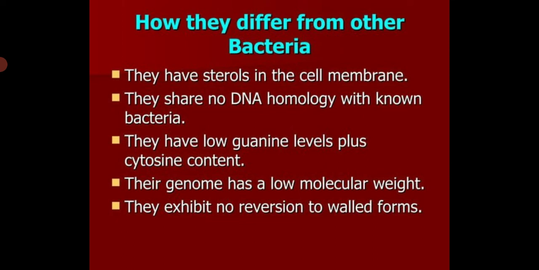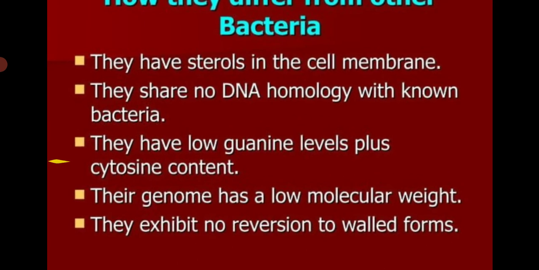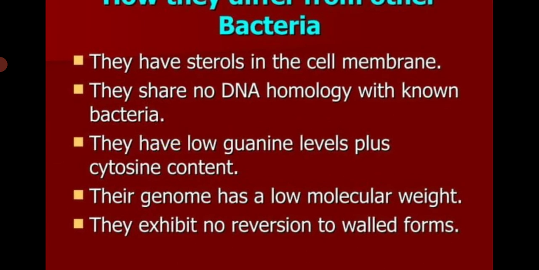Mycoplasma are bacteria, but some of their characteristics differ from bacteria. Bacteria do not have any steroids in their cell membrane, but mycoplasma show steroids in their cell membrane. They share no DNA homology with known bacteria, and the G plus C content of mycoplasma is very low. That is, the guanine plus cytosine is very low. The genome of mycoplasma has a very low molecular weight. They exhibit no reversion to the walled form.